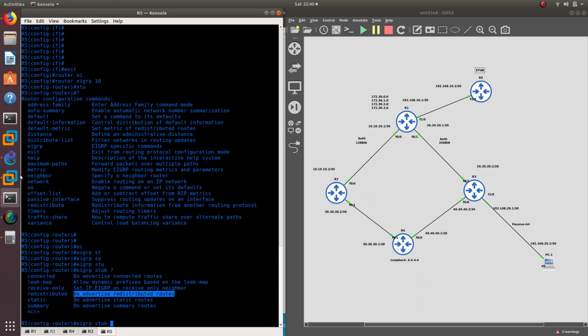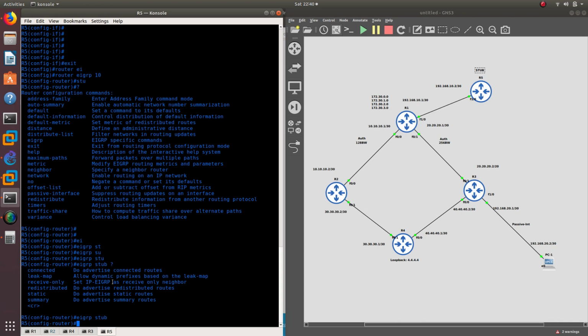That happens when we have OSPF and EIGRP, and we are going to configure EIGRP and OSPF so they can talk to each other. Whenever they're talking to each other, that is called a redistributed route. Another one is static. It's going to advertise static routes, and summary is going to advertise summary routes, but we are going to leave it as the default. Like I said, the default is going to do connected routes, and also summary routes.